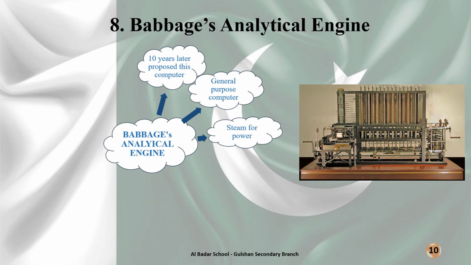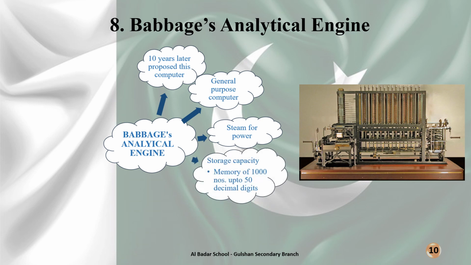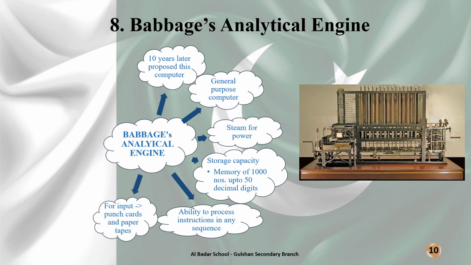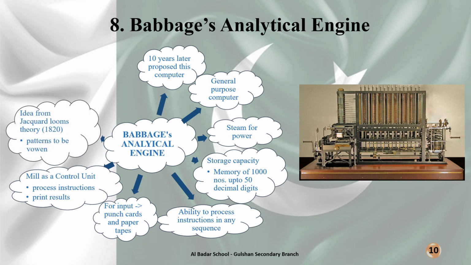Okay, so the Analytical Engine would use steam for power, have storage capacity of 1000 numbers up to 50 decimal digits, and the ability to process instructions in any sequence. For input, the computer would use punch cards to enter the machine's instructions. Then it also contained a mill with a control unit that allowed processing instructions, and output devices to produce printed results.